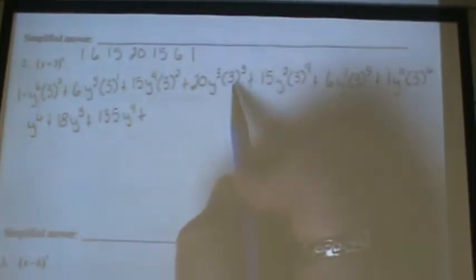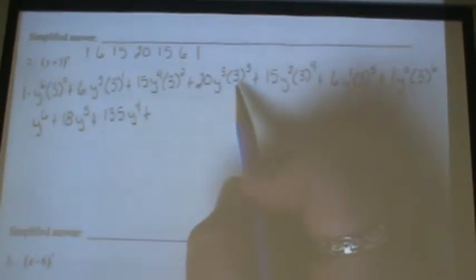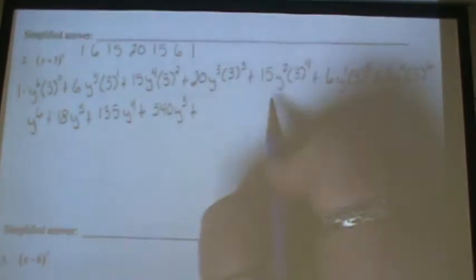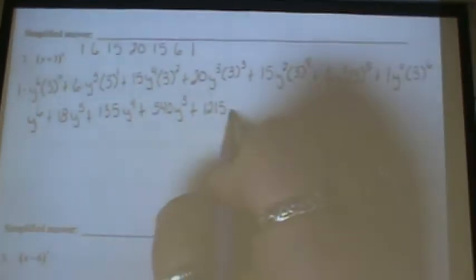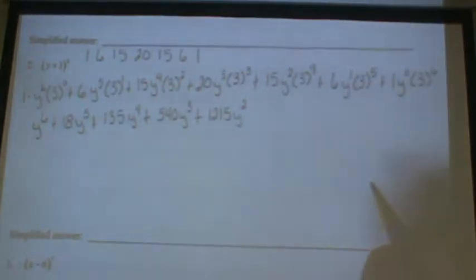Plus our next term, which is 20 times y cubed times 3 cubed. 3 cubed is 27, times 20 gives us 540 y cubed. Plus our next term is 3 to the 4th times 15, which gives us 1,215 y squared.